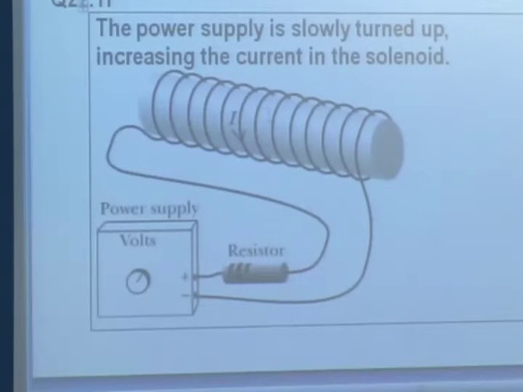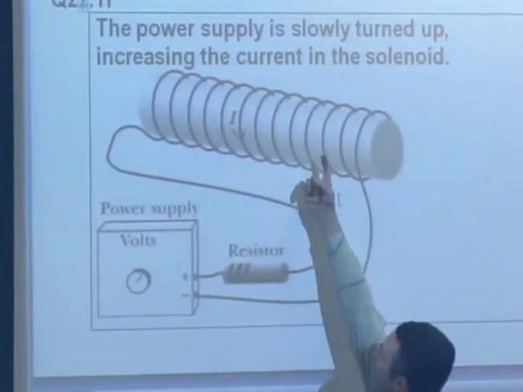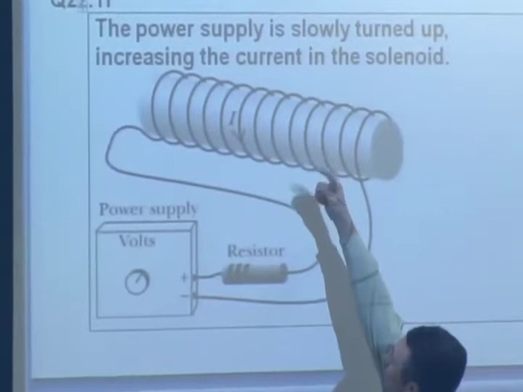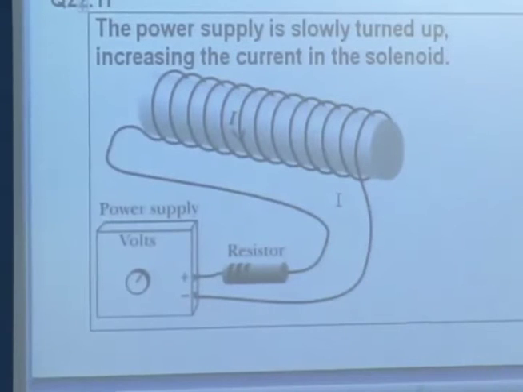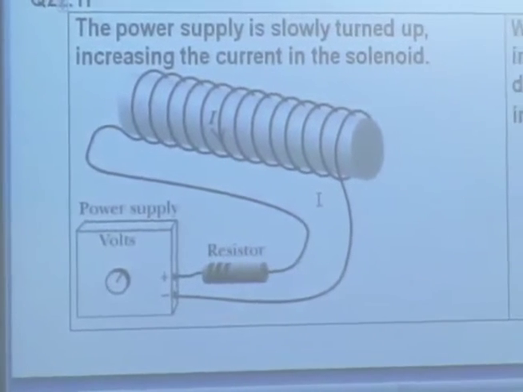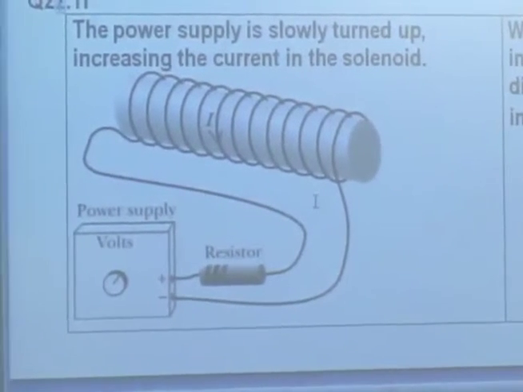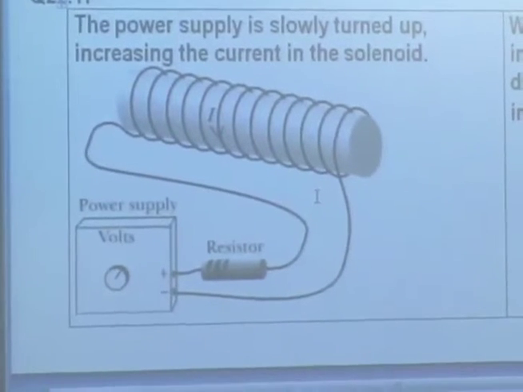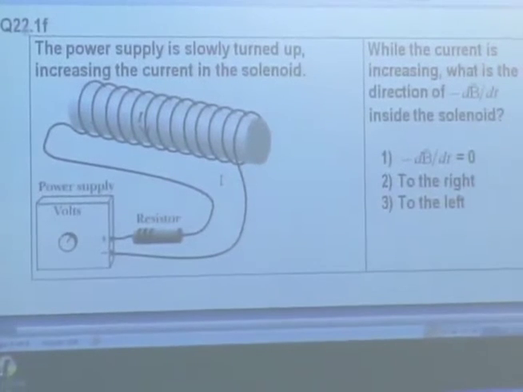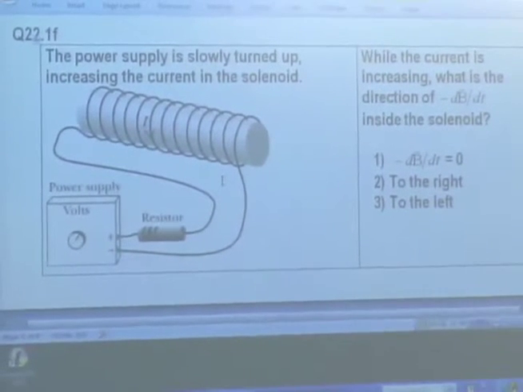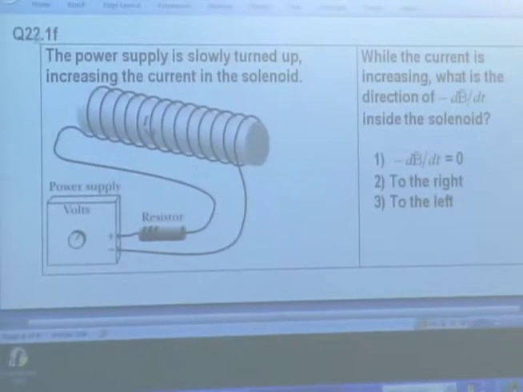Okay, and when you turn the power supply on, you have a conventional current flowing in this direction. So the conventional current is coming towards us at the top of that solenoid and going into the page at the bottom. And then you crank up the power supply. So this is a variable power supply. You increase the EMF, and therefore you slowly increase the current in the solenoid. So while the current is increasing, what's the direction of negative dB dt inside that solenoid?